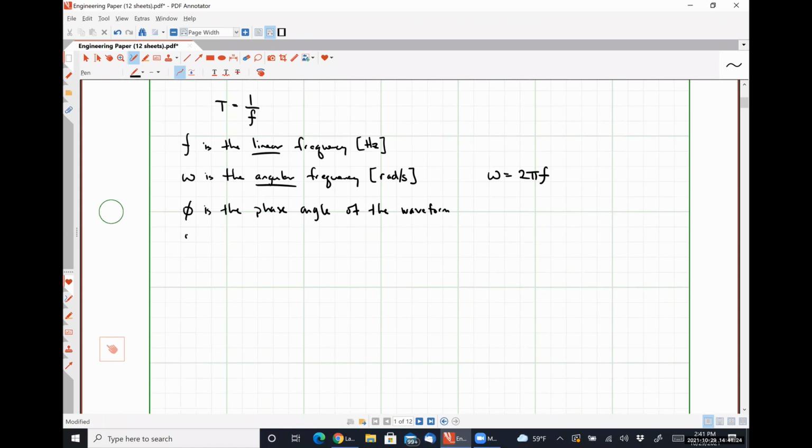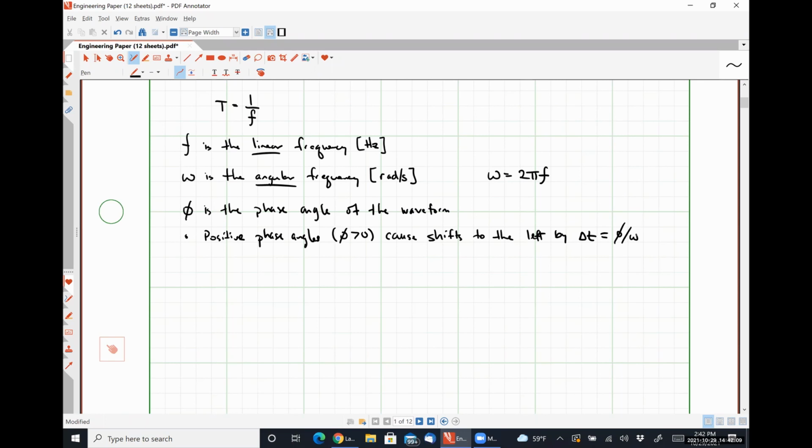Positive phase angles, where phi is greater than 0, cause shifts to the left by delta t equal to phi over omega. Now this might seem weird to some of you guys, okay? So positive phase angle means we shift our sinusoid to the left.